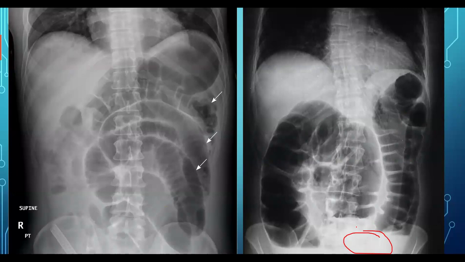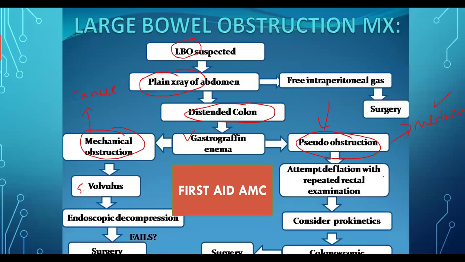And again, in actual obstruction, there will be an empty rectum because nothing can come into the rectum. But if the rectum is not empty, that means there is no obstruction, at least no mechanical obstruction. Okay, so that's another way, but you have to confirm it with gastrographin anyway.